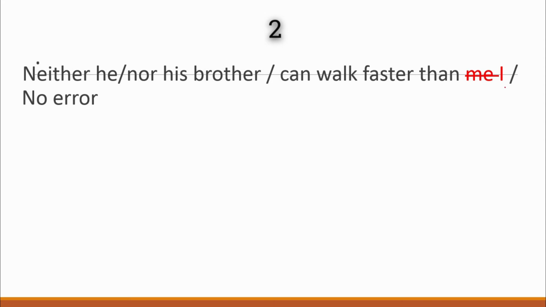Or another way of finding the right answer in case of pronoun related error is, read the sentence in a different way. Neither he nor his brother can walk faster than I. How can this look right? If I say, he can walk faster than I can, or his brother can walk faster than I can. So this is the way you find errors related to pronoun.